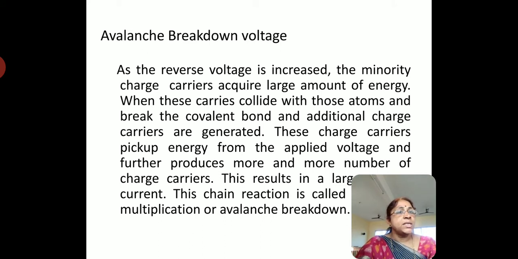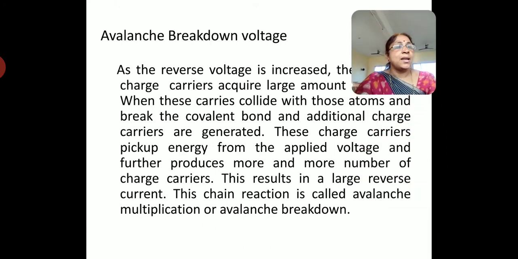As the reverse voltage is increased, the minority charge carriers acquire a large amount of energy. When these carriers collide with atoms, they break the covalent bonds and additional charge carriers are generated. These charge carriers pick up energy from the applied voltage and further produce more and more charge carriers. This results in a large reverse current. This chain reaction is called avalanche multiplication or avalanche breakdown. The voltage at which the avalanche breakdown occurs is known as the avalanche breakdown voltage.